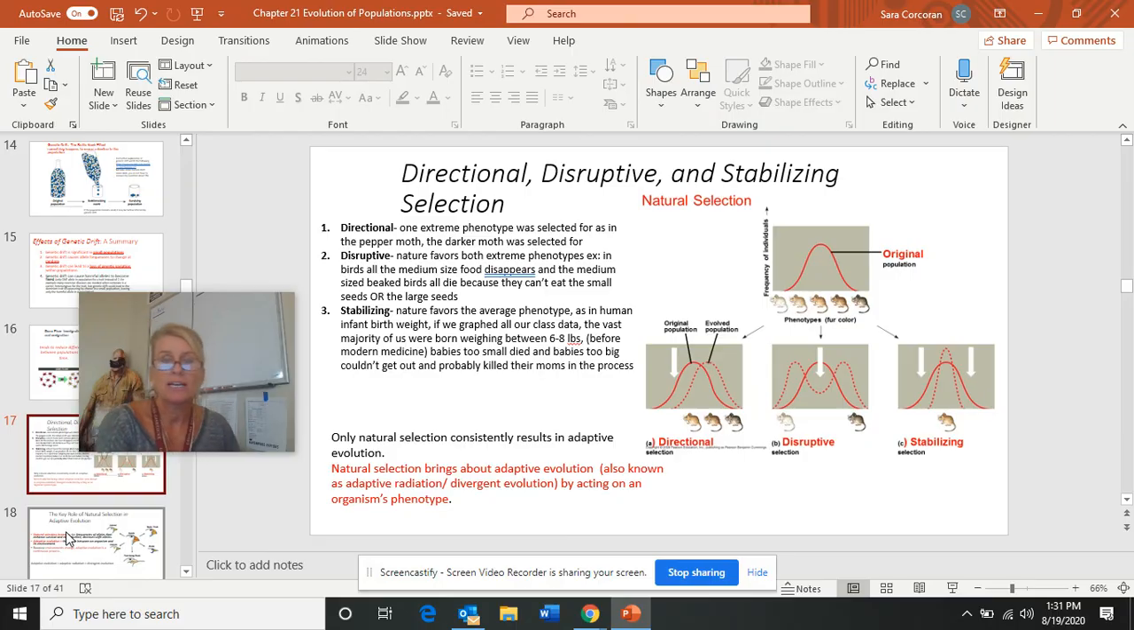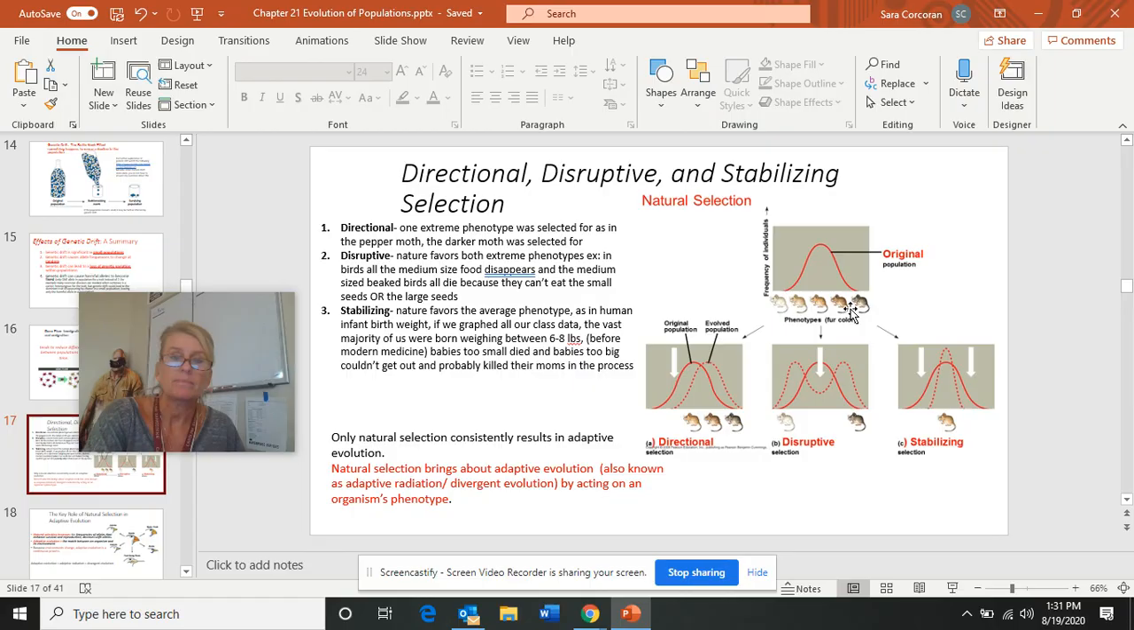And the 3 types of natural selection. We said that nature chooses, and natural selection is the only influence that consistently results in adaptive evolution or adaptive radiation. Maybe you got to this in Biology 1. I can't remember last year, sophomores, if you did or not, but here's a graph of the original population. Darwin says that in every population, there's variation. Some are lighter, some are darker, whatever. Maybe it's bird beaks, smaller, larger, whatever.